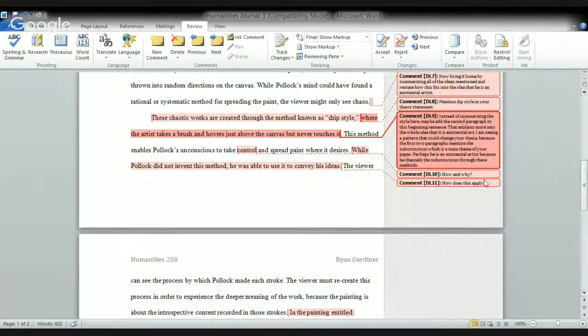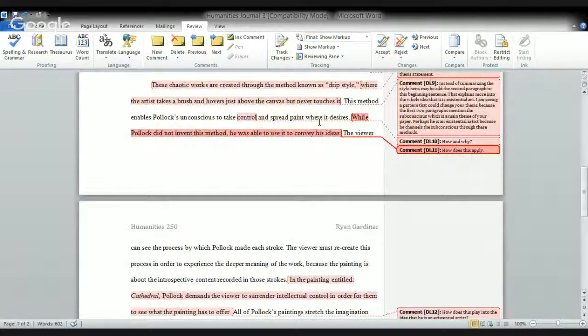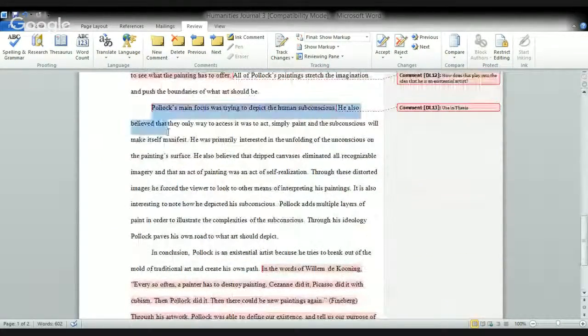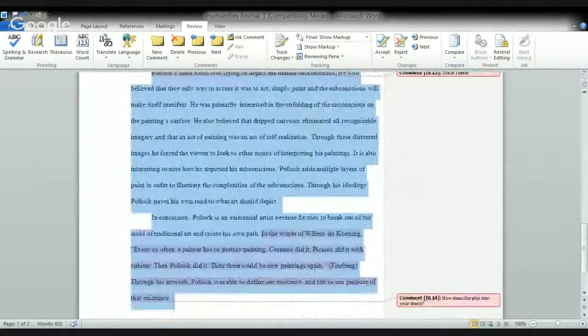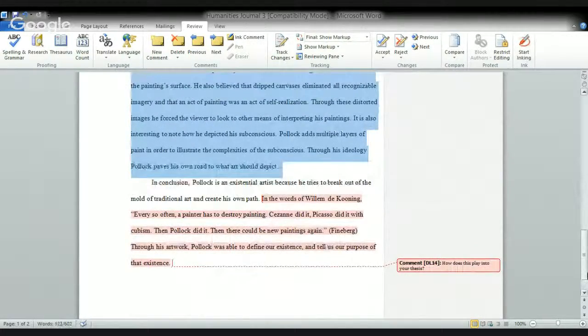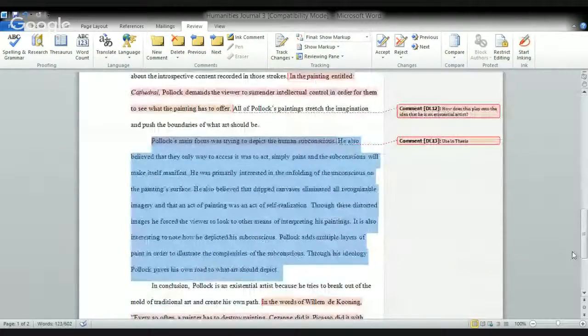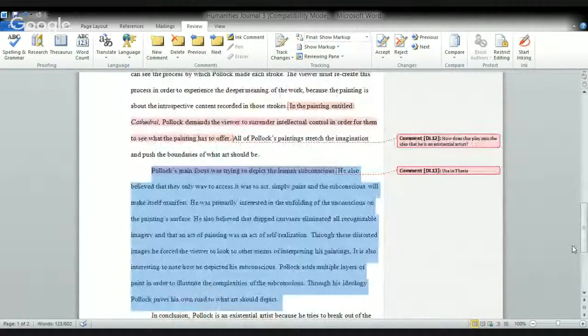So right here, how and why, just explain and clarify. And how does this apply? How does this sentence even apply to what you're talking about? And lastly, I didn't mention very much in these paragraphs, but in this paragraph right here, it's the same thing with the paragraphs above. Try to write your thesis statement, linking it back into your overall paper thesis statement, and clarify it.